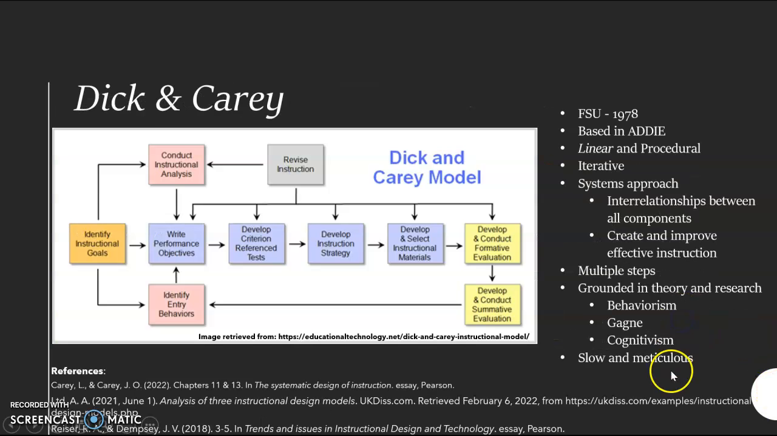And then Dick and Carey is a model that I studied in a previous course, and this is a little bit older model. It is more of a design model based in the process model of ADDIE, or the ADDIE framework. It is more linear and very procedural. It follows a set of steps, but it's also an iterative process, in that there is some movement between steps and some back and forth if needed in order to make improvements.